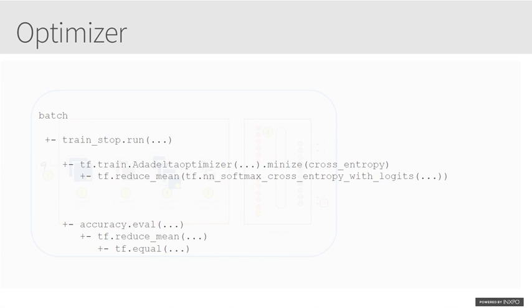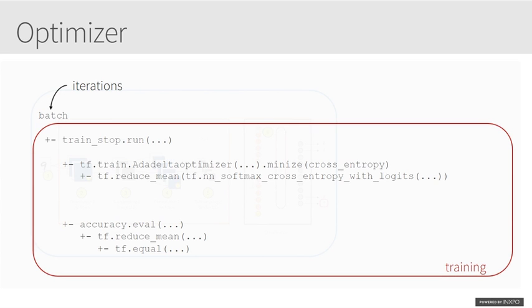Now, this is the code. These are the key code components you're going to see inside the code base. You've got your batch, and you've got your training to run it. Inside there is your TF train AdaDelta optimizer and your accuracy evaluation. What does this all mean? The batch is the iterations. We're going to go through this multiple times through each and every batch of images to try to make our model run faster and better.